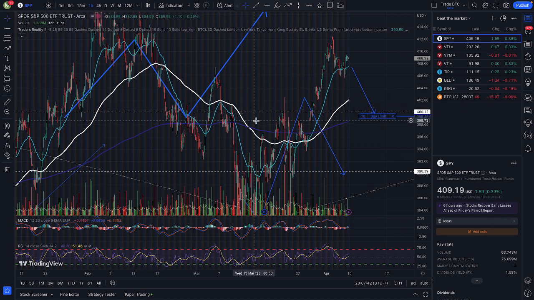If over the last year you were buying below 400 and selling above 400 and just holding those positions until they closed, DCA below, sell above, you would have made plenty of money in this lateral market. That's a real basic strategy. That's not rocket science. That's real basic.